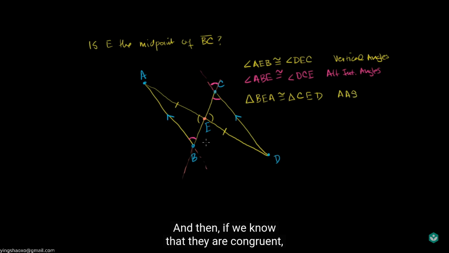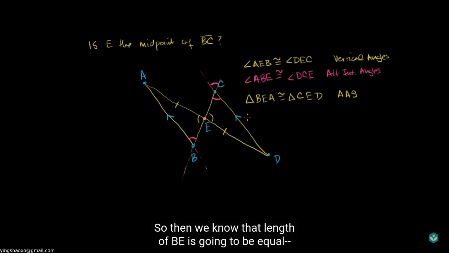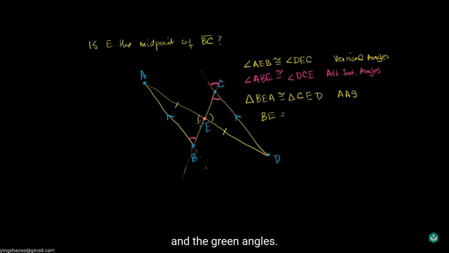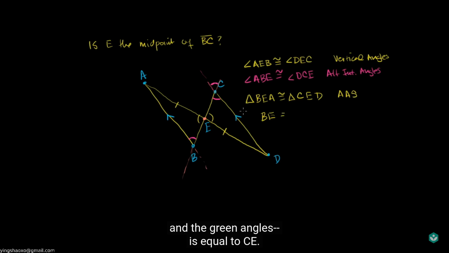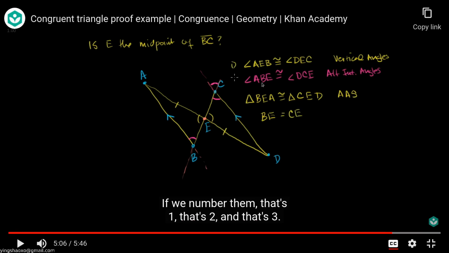And then if we know that they are congruent, then that means corresponding sides are congruent. So we know these two triangles are congruent, so their corresponding sides are congruent. So then we know that the length of the segment BE is going to be equal to the corresponding side, which is CE, the segment between the magenta and the green angles. And this just comes out of the previous statement. If we number them, that's 1.